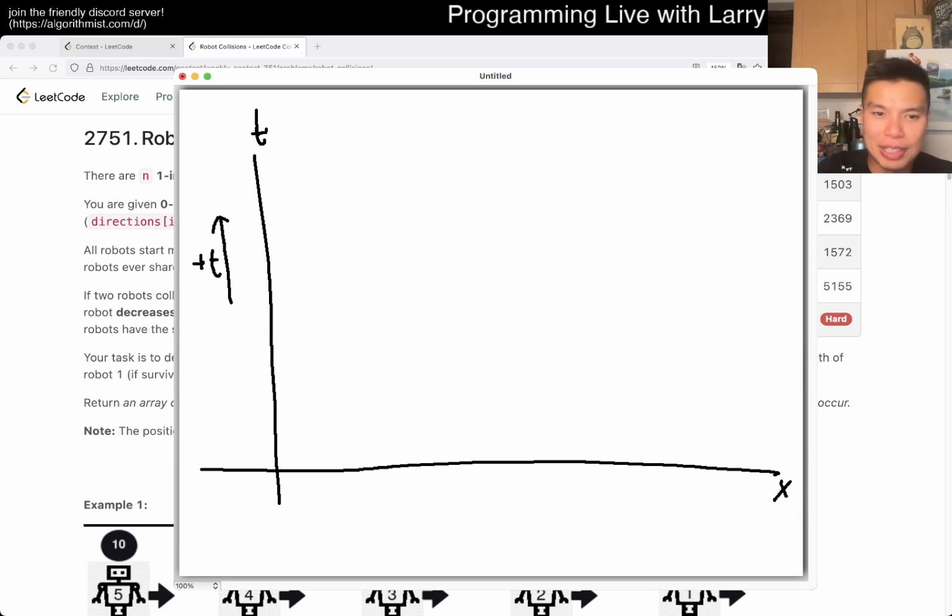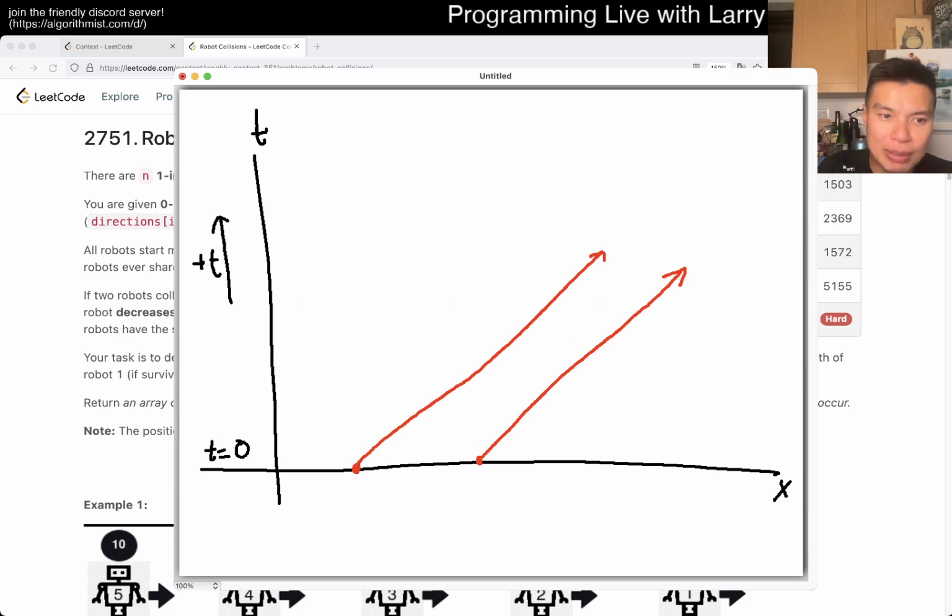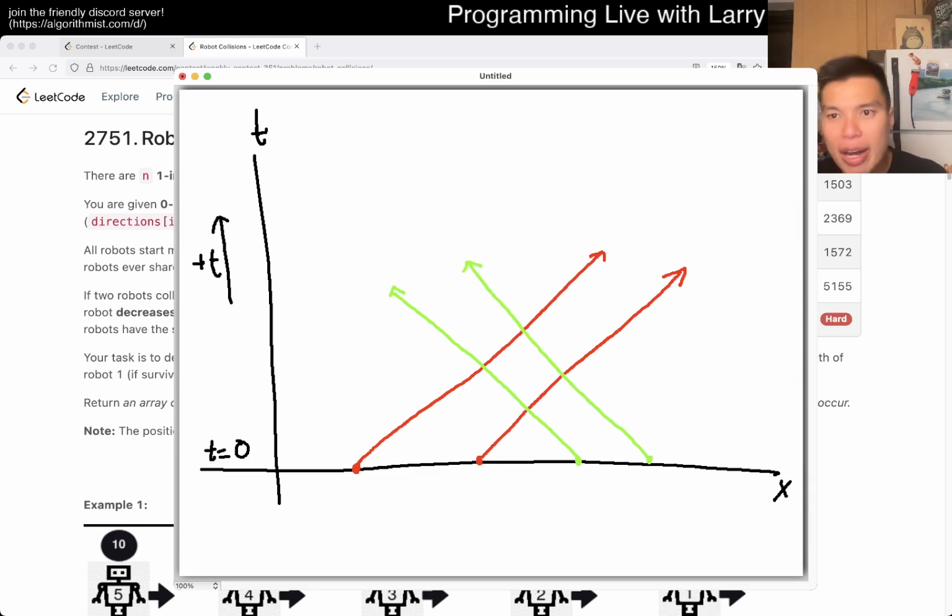That means that if there's a robot, we can model a robot at t equal to 0 as the initial position. Let me change the colors real quick. Let's say it's going to the right, and it started here. Then as time goes on, it goes this way, and they all move at the same speed, so they all have the same slope, right? So you have robots that are like this, and then you have green robots that are like this, going left over time. So yeah, that's step 1.